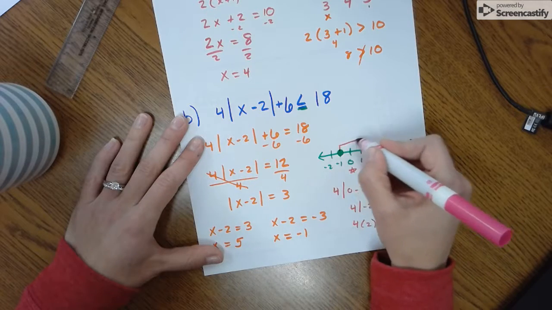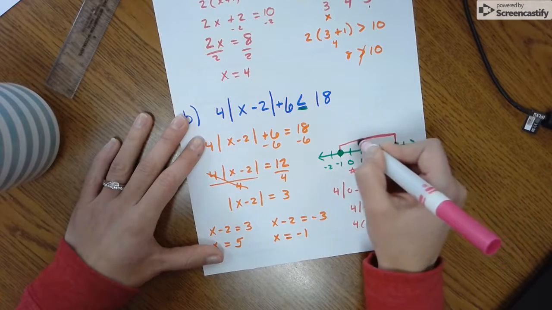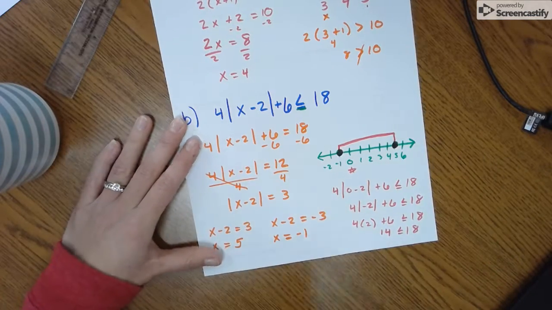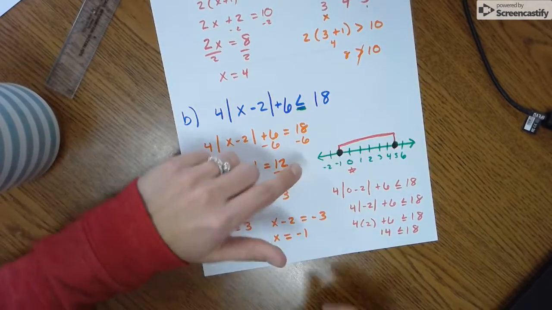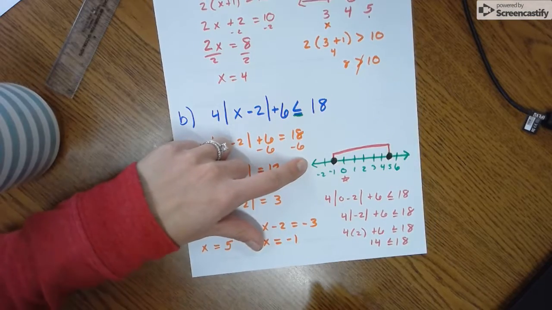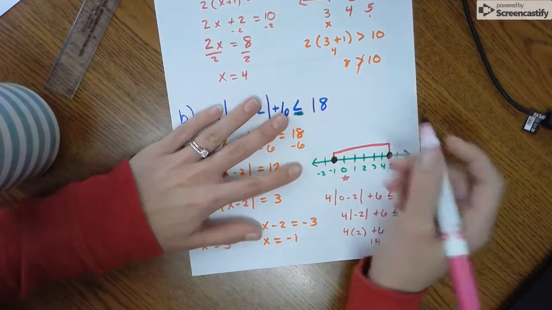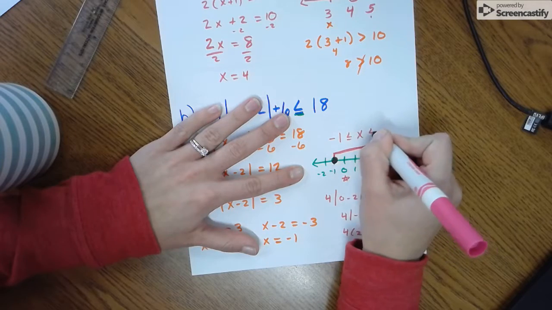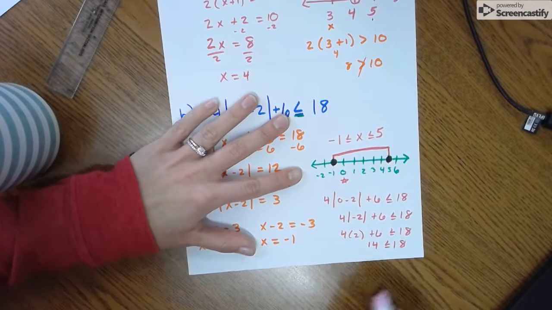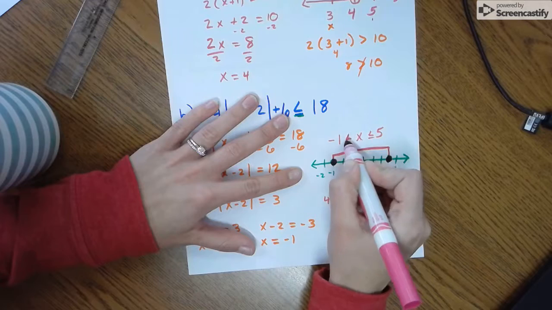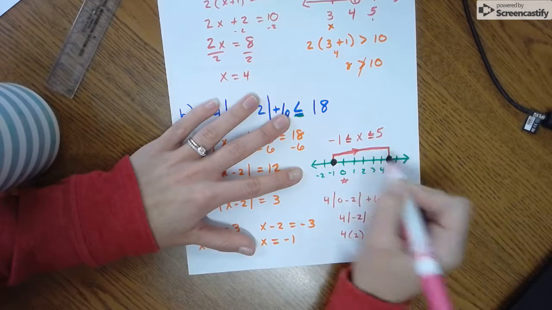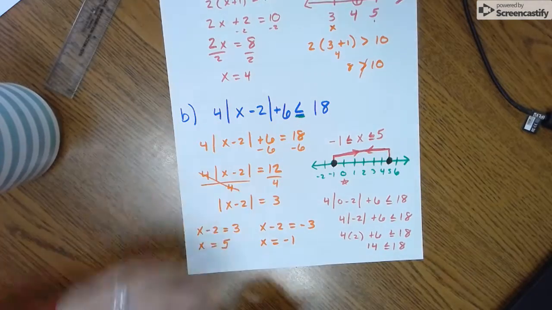So any solution or any number between my two boundary points and including my boundary points will work. All right, so here's my graphical or my number line solution, and then I also want to write it symbolically, which would look like this. So x is greater than or equal to -1, and x is less than or equal to 5.